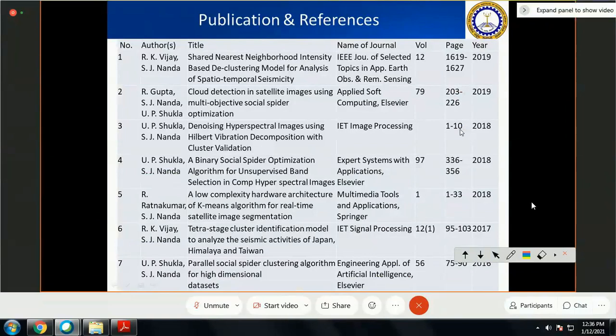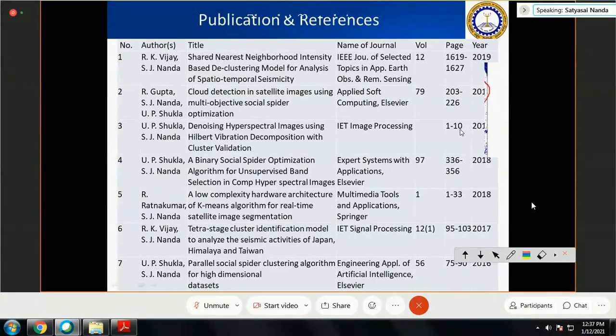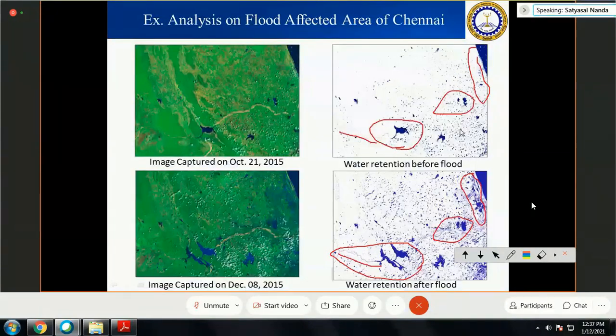These are some of the publications of our group over the years on this particular topic. I will be happy to take some questions on the topics I discussed, if there are any queries.